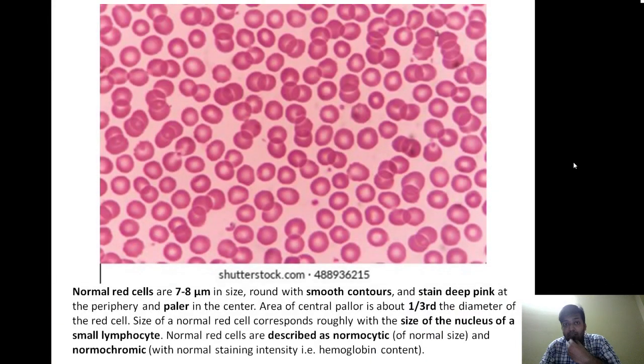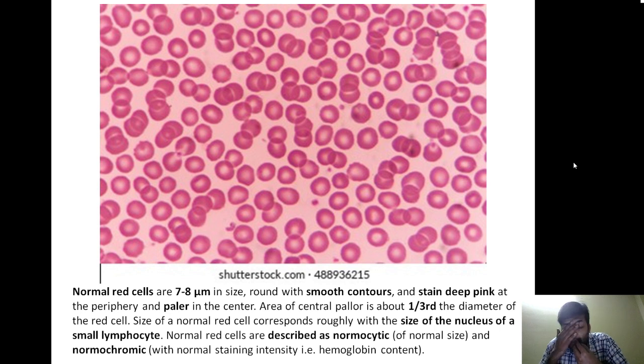Now these are mature RBCs taken in the peripheral blood. You can see the mature RBCs over here, and in between the RBCs you can see some pinkish dots. Those pinkish dots are nothing but the platelets. Now more about the RBCs. Remember, the normal red cells are 7 to 8 micrometer in size, and they have smooth round contours. They stain deep pink at the periphery and are paler in the center. The central pallor is about 1/3 the diameter of the red cell.